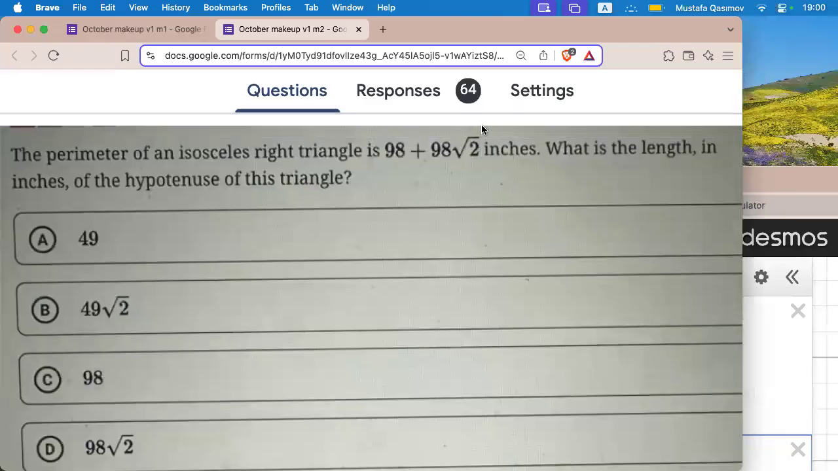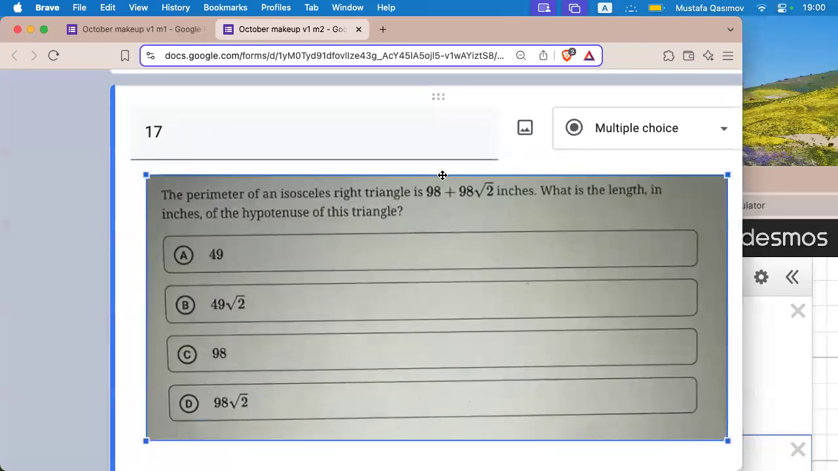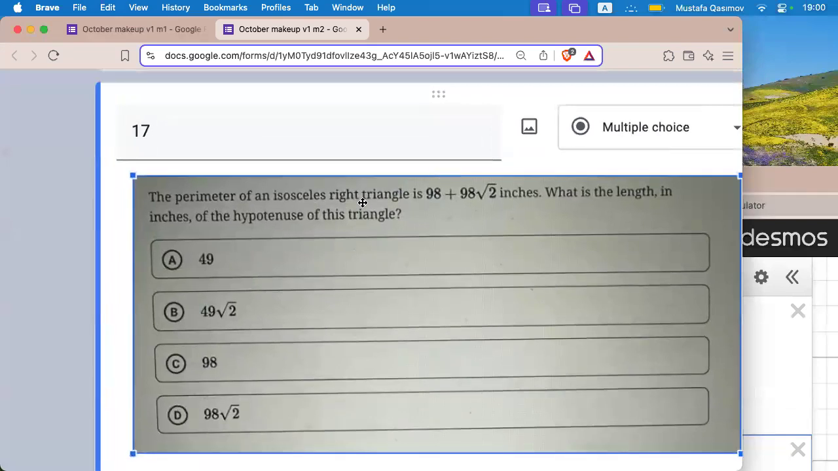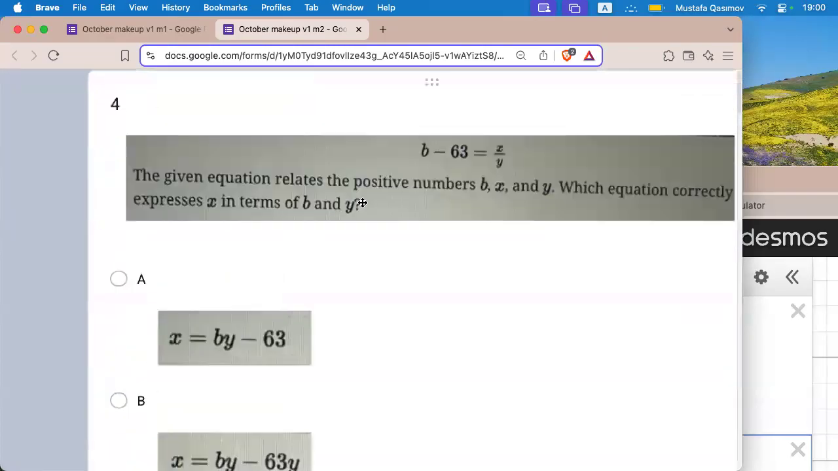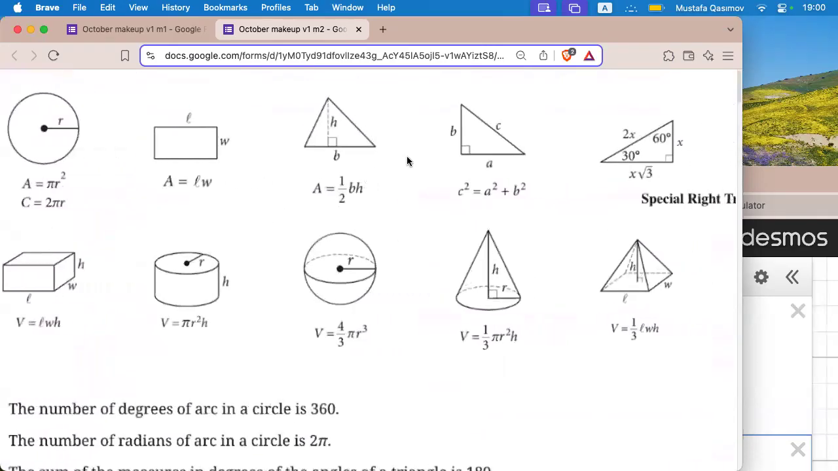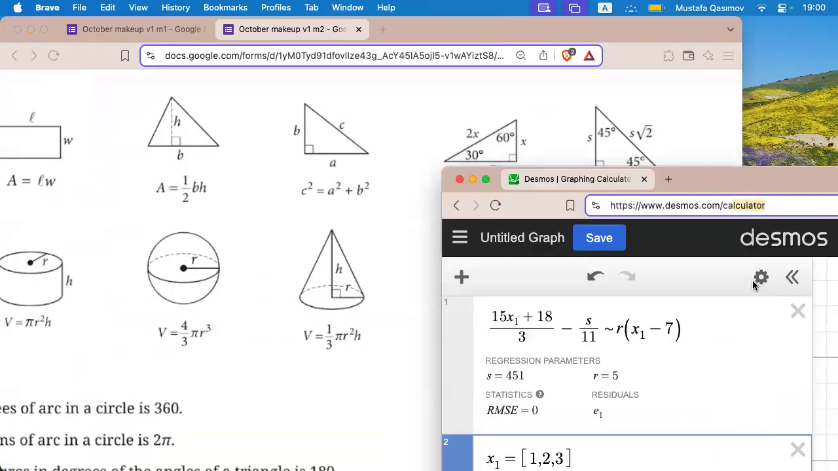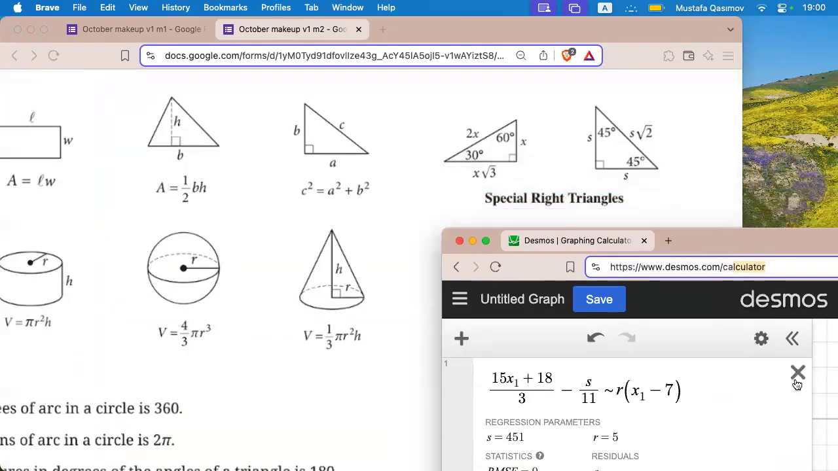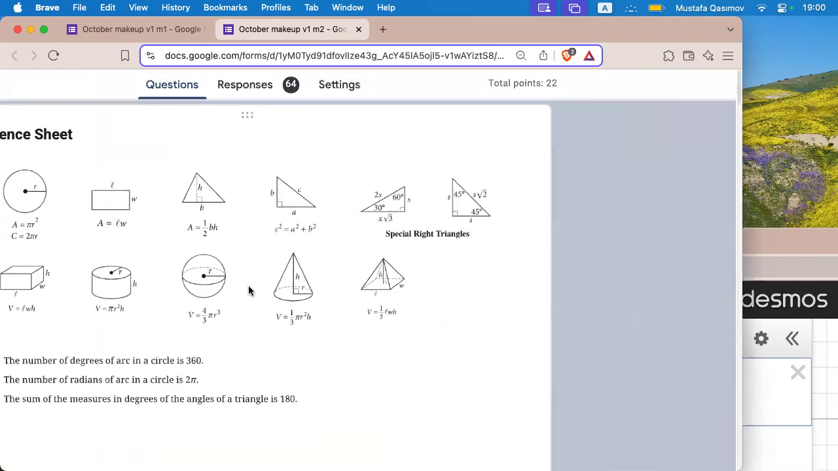Isosceles right triangle. Isosceles means two sides are equal. Right triangle means it has a 90 degree angle. So automatically it is 45, 45 and 90 degrees. In the reference, we have this triangle as a special right triangle, with sides s, s and s square root of 2. What's its perimeter? It is 2s plus s square root of 2, like that.